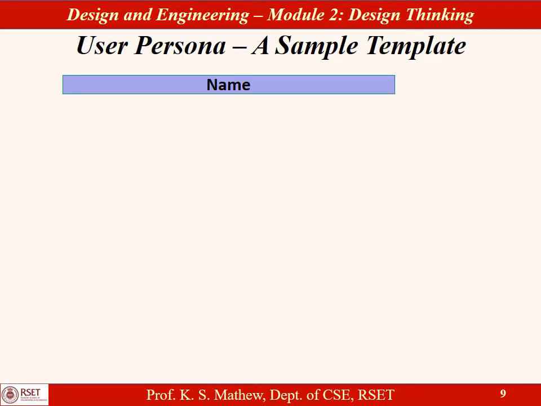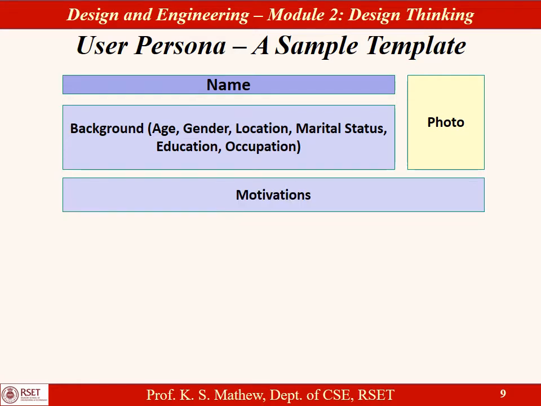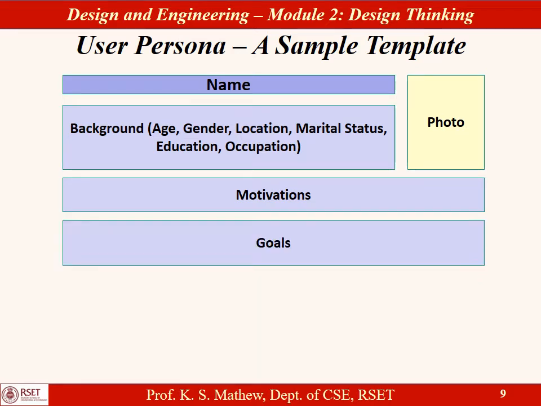This is a sample template for a user persona. The name of the user: you can give an imaginary name for the user. You need not expose the real name. You can have a photo of the user and background information of the user like age, gender, location, marital status, education, occupation. What are the motivations of this user? What are the things that motivate or make this user happy?